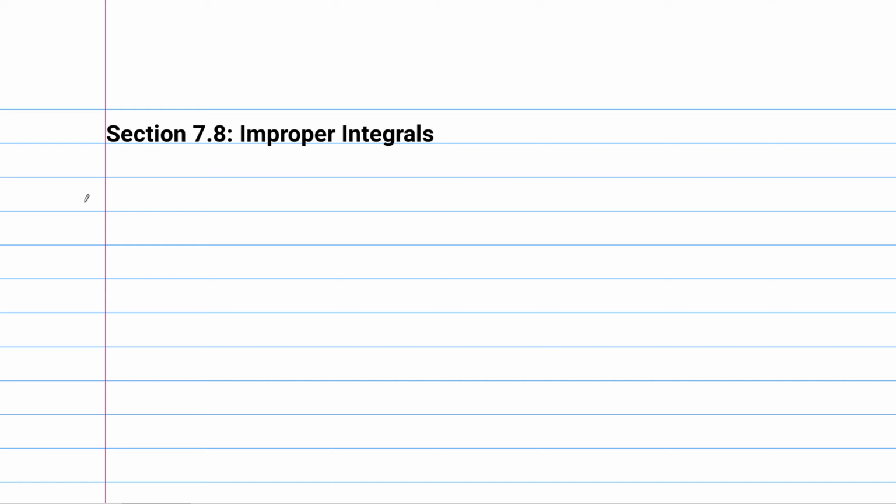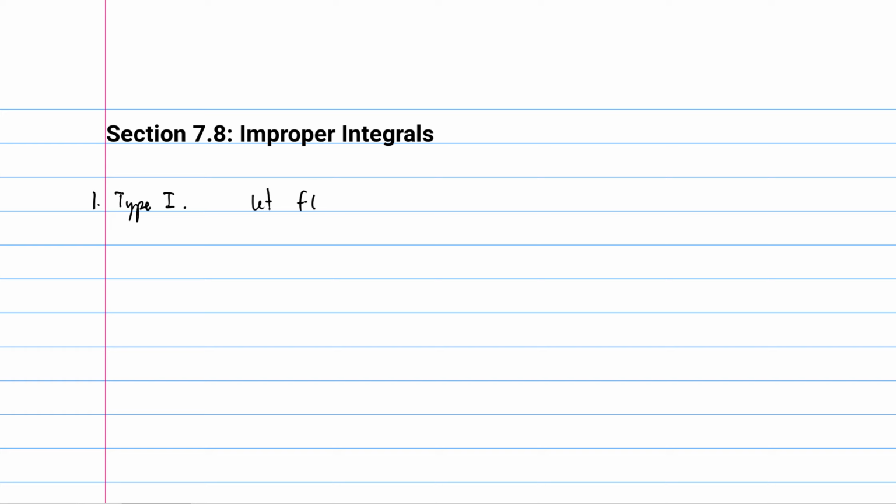Hey everyone, in this lecture I'd like to take a few moments to talk about improper integrals. This is section 7.8 from our textbook. It turns out that there are two different types of improper integrals, so we'll start with what the book calls type 1.